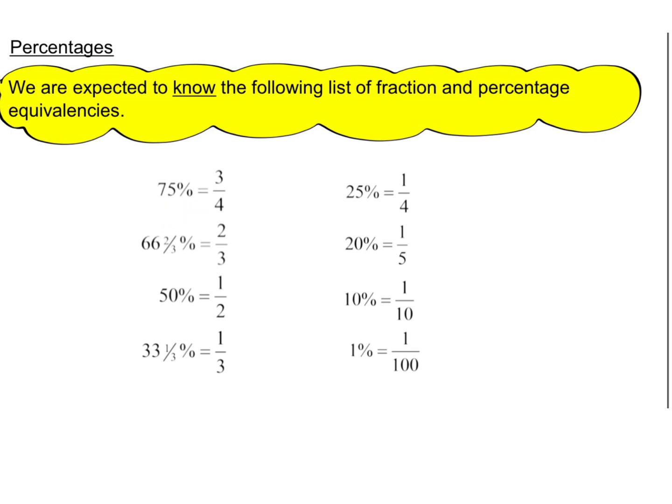So the list you need to know is 75% and 3/4 are the same, 66 and 2/3 percent is just the same as 2/3. 50%, one that most people know already, is a half. 33 and a third percent is 1/3. There are 4 25s in 100, so a quarter is the same as 25%. There are 5 20s in 100, so 20% is just a fifth. There are 10 tens in 100, so 10% is a tenth, and 1% is 1/100.